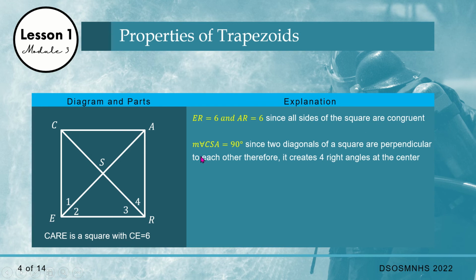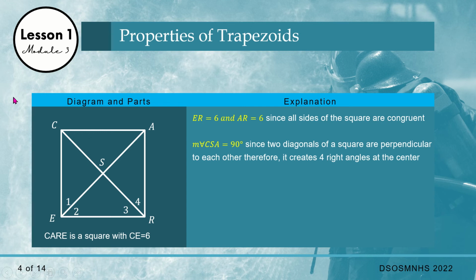Another thing to look for is the measure of angle CSA. Where is CSA? Okay, it is angle S, because we can name an angle using one letter or three letters. So we identify this using the properties of the square. The intersection of two diagonals of a square are perpendicular to each other.